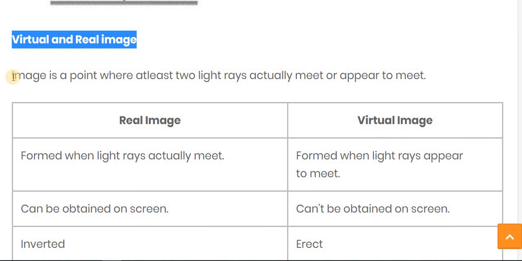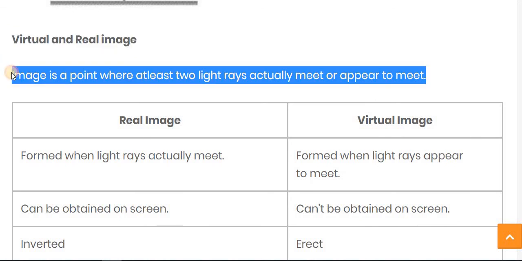Before that, we should know about the image. What is the meaning of image? The image is the point where at least two light rays actually meet, and whatever the object generates is called the image. An image is a point where at least two light rays actually meet or appear to meet.